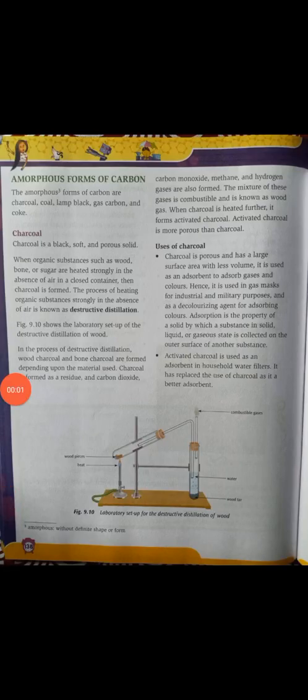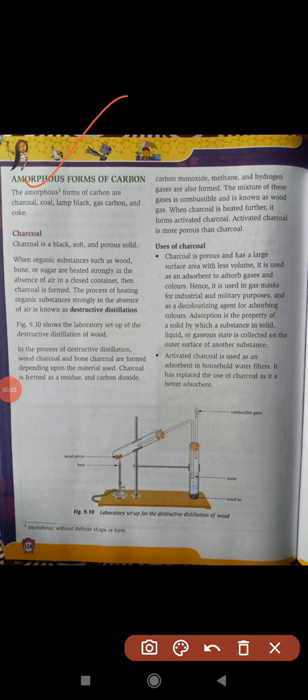Hello dear students, here I will explain about the amorphous form of carbon. You know, amorphous means no definite shape. So first one comes charcoal. Charcoal is a black, soft and porous solid. Okay, so how will charcoal be produced?